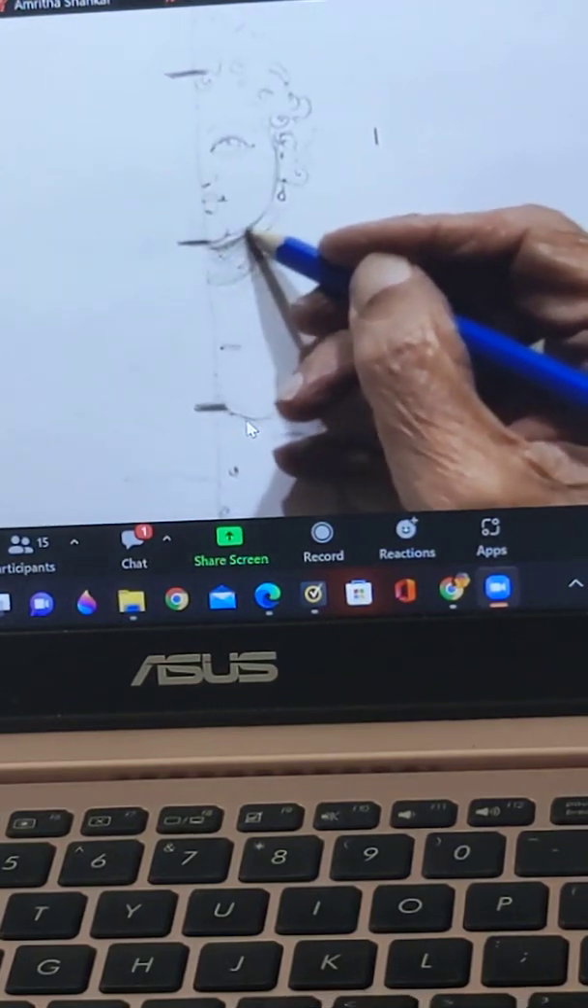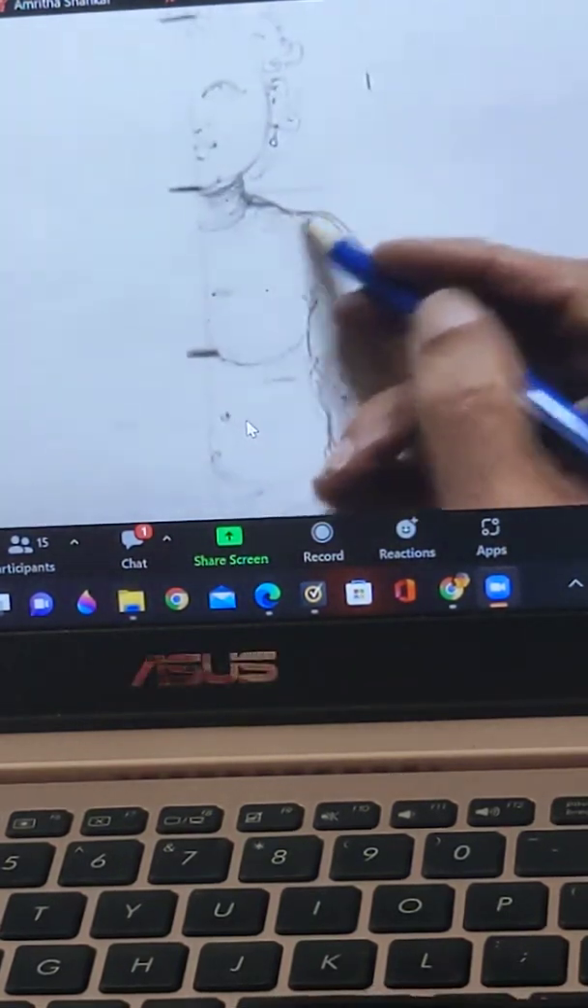So as they grow, the neck gets longer, but it's generally small and stout.